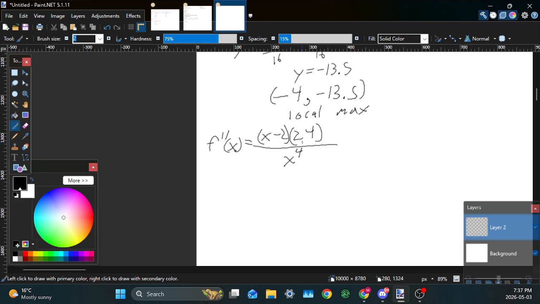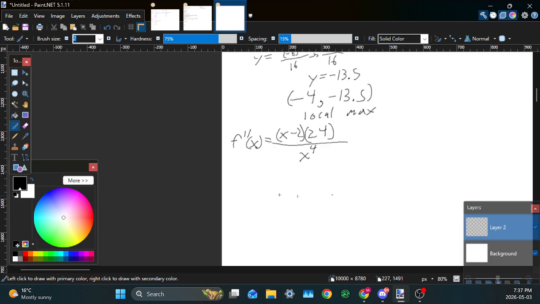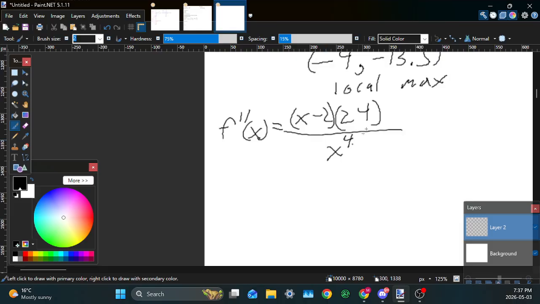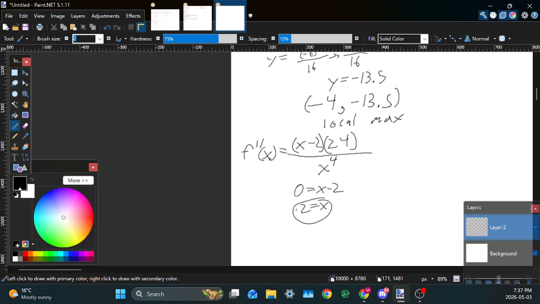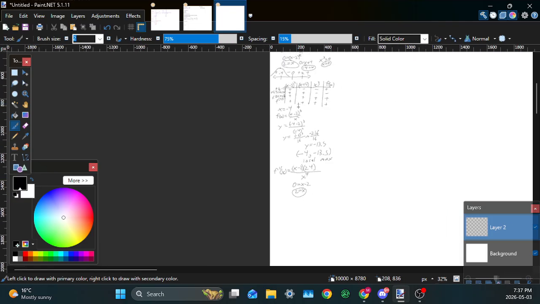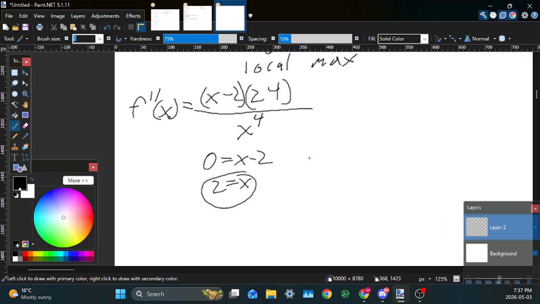x to the 4. So this is the second derivative. The 24 is kind of irrelevant, but 0 equals x minus 2, 2 equals x. That's one of our values there. And then x to the 4, this is our asymptote again. 0 equals x will be right there as well.